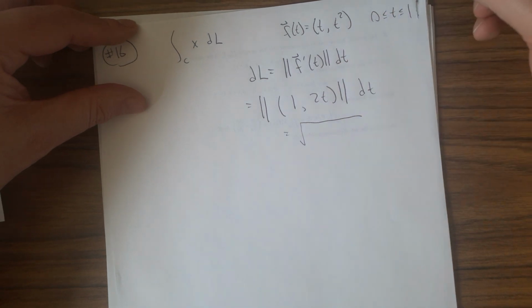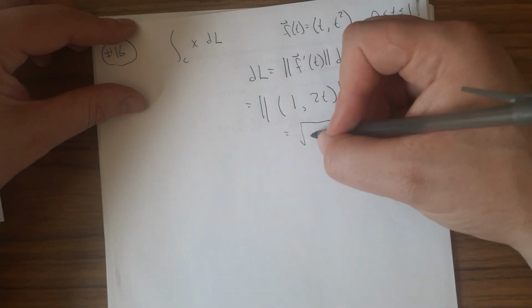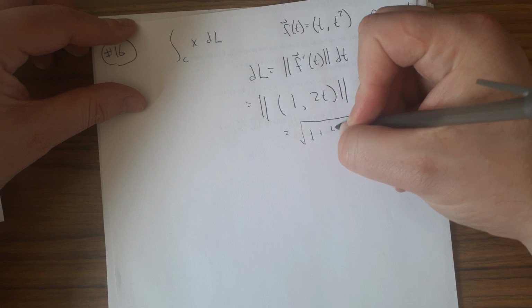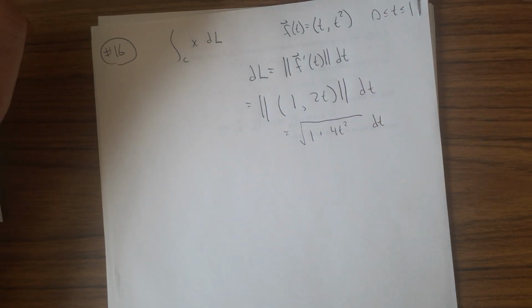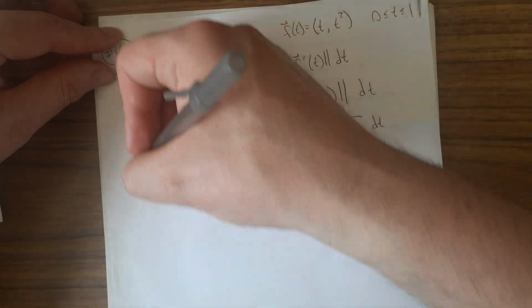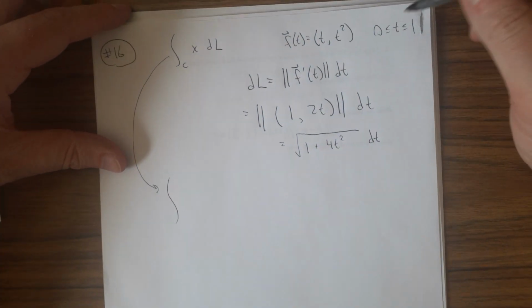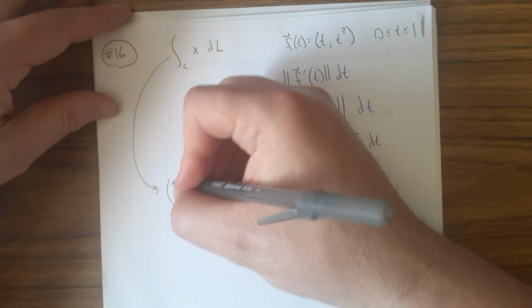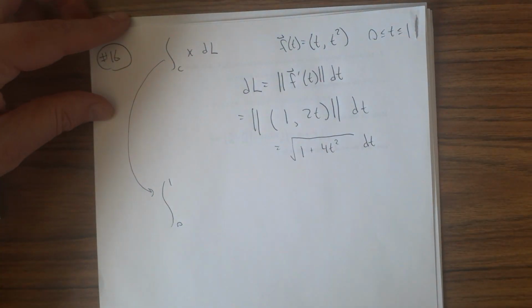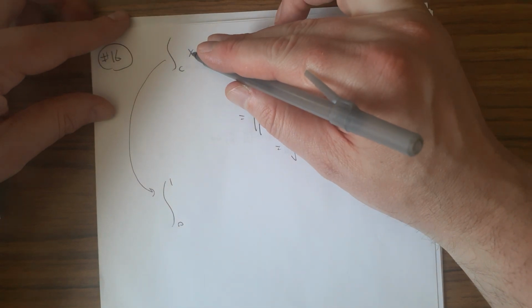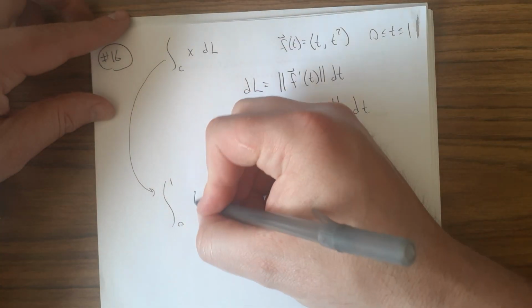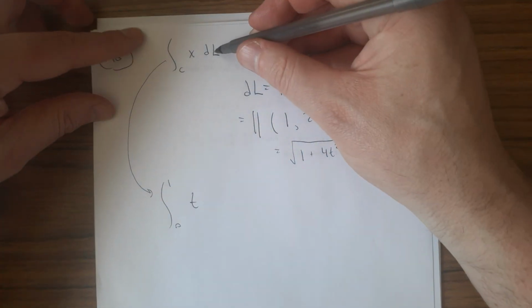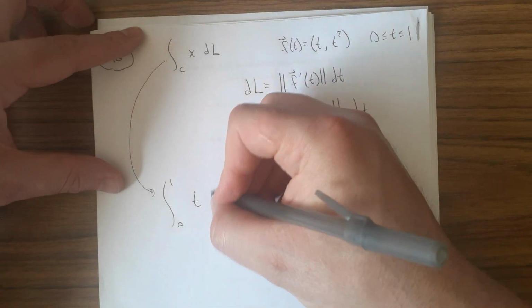So let's do the magnitude. It involves a square root. I'm going to do this squared plus this squared. Let me go back to the integral we're doing. Finish setting it up. I'm going to integrate with respect to t. t is going to go from 0 to 1. I replace x with what it is. In this case, x is just t. I replace dl with what I just figured out.